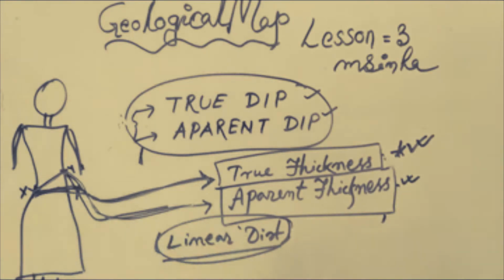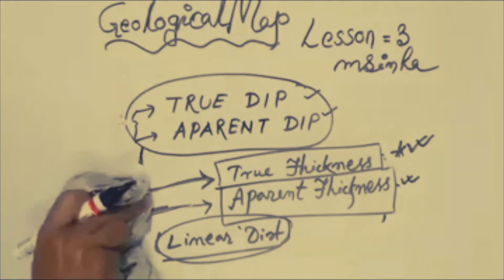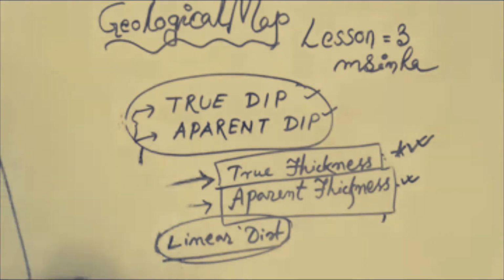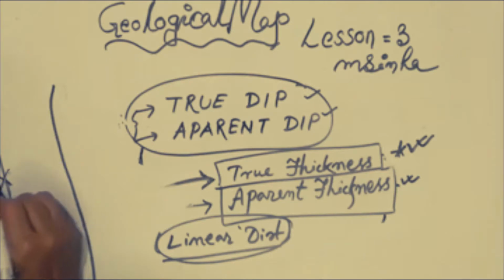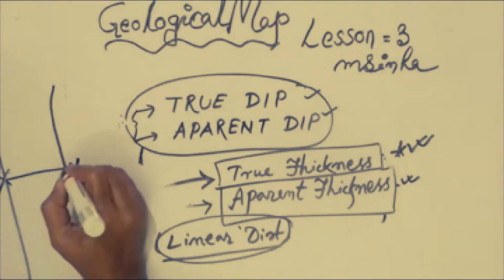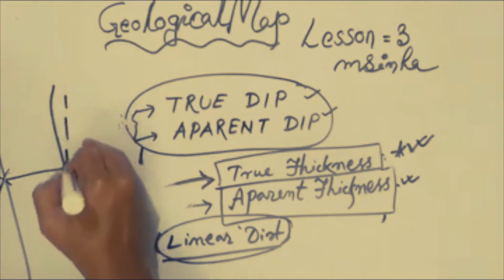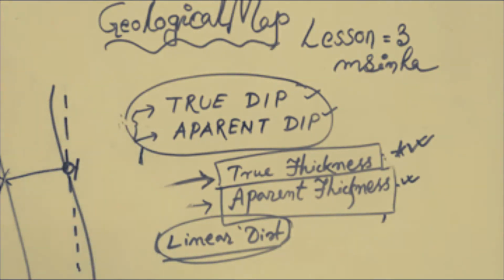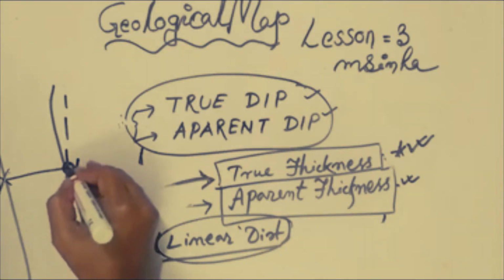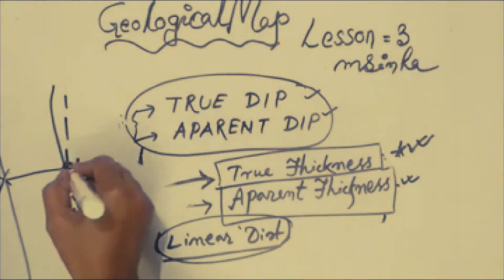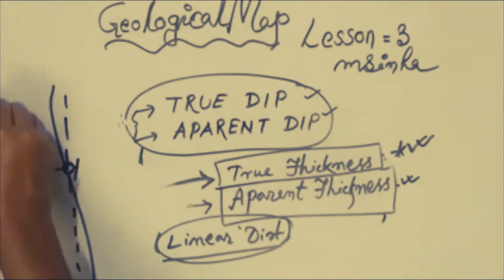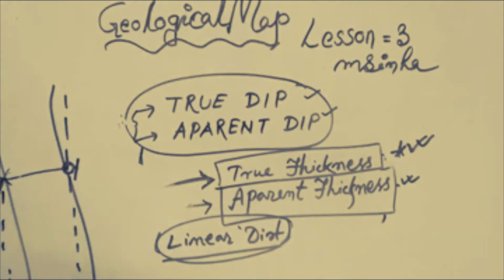What is the true thickness and apparent thickness? Let's go back to the previous example. Suppose it's a highway. This is x, and y is the point just opposite to x, and you draw a straight line. You draw a perpendicular straight line on the point of y. Suppose this is the perpendicular line, a vertical line on y, and this is also a vertical line on x.